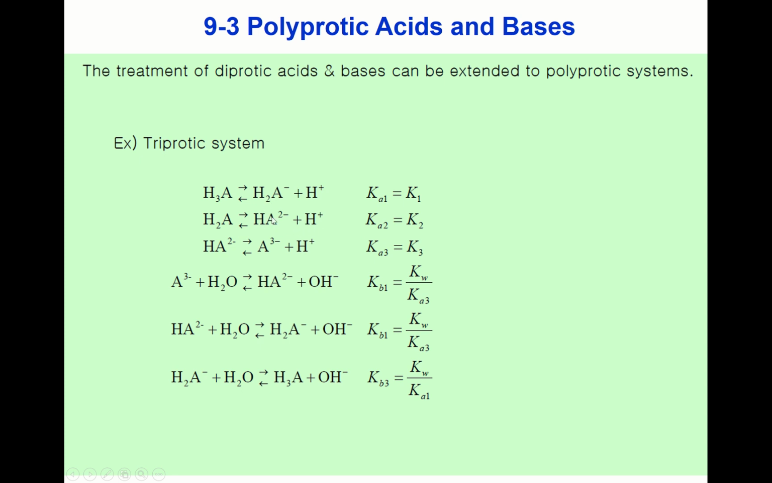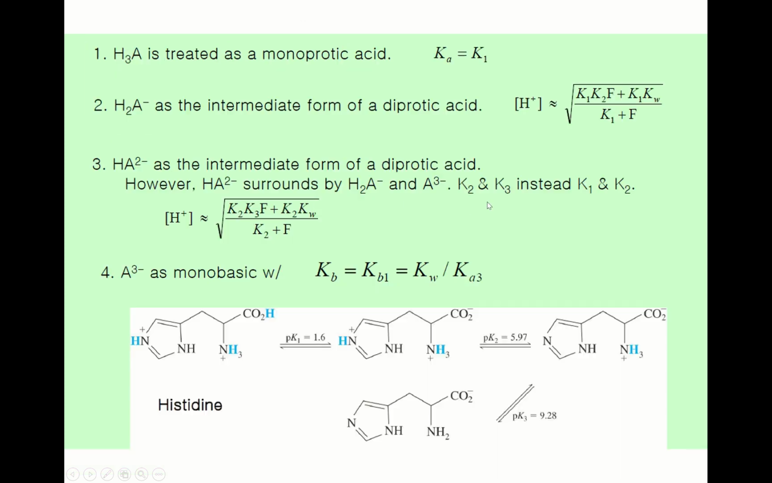No, H2A, no, I'm sorry, I made a mistake. H2A- is in between H3A and HA2-, okay? So we use Ka1 and Ka2 only, right? These two. We don't need to consider Ka3. All right, so in this case, for H2A-, the proton concentration could be calculated using Ka1, K1, and K2.